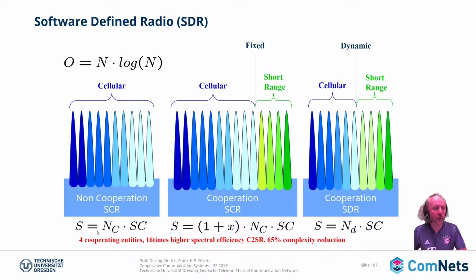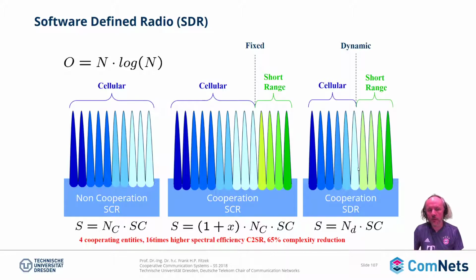We could show that if you have 4 cooperating entities, then you have 16 times higher spectral efficiency. So that gives you a 65% complexity reduction. The reason for that is because if you have one cooperating cluster, you would say, okay, I only need half of my cellular short range, and then I need some subcarriers to send out something and something to receive. And now it depends how much more efficient is this communication than the other one. And if this was 16 times higher, that's really good. So I get a lot of data rate done here, and I don't need all of these subcarriers anymore.